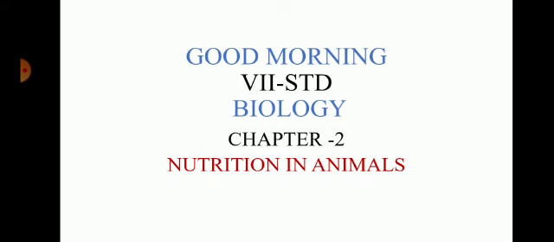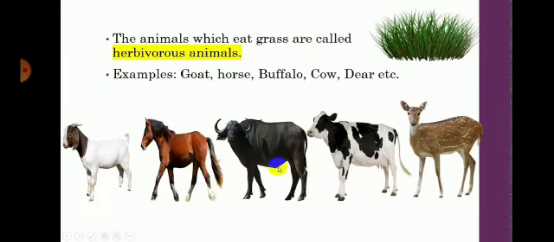Next we study about nutrition in ruminants. What is a ruminant? The animals which eat grass are called herbivorous animals. The grass eating animals are called herbivorous. These animals are called ruminants.